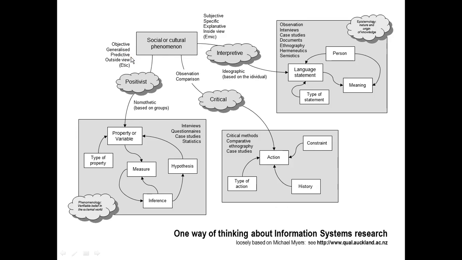The positivist is predictive, and it takes the outside or etic view. The interpretive is explanative, quite different. It takes the internal or the emic view. Positivist research tends to work with groups, that's called nomothetic research, and interpretive research tends to work with the individual, which makes it idiographic. There's some big words for you.